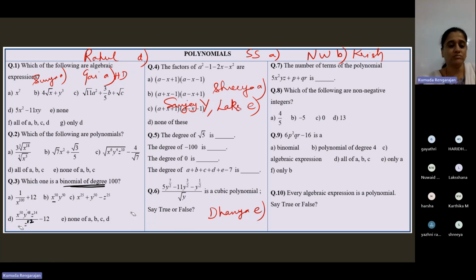But now, no. So option A, B, C, D, none of them satisfy the conditions given in the question. So the correct option is none of A, B, C, D. Danyashri said E. Lakshana also said E.